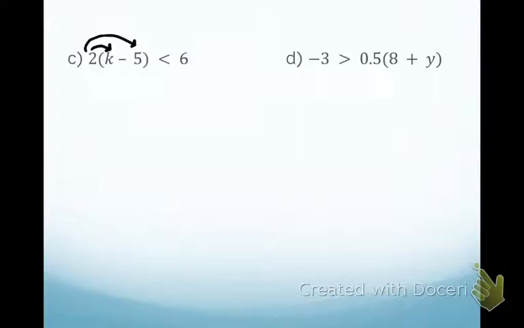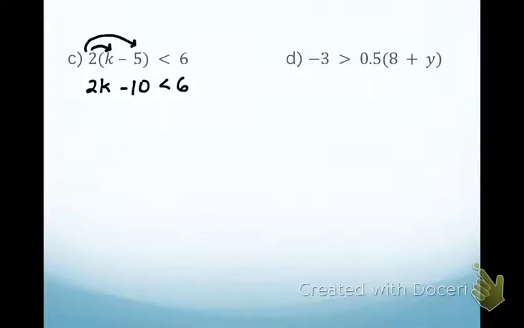Let's look at this first one right here. What is 2 times k? 2k, all right? A number next to a letter means to multiply. Now we got to go to the 2 times negative 5. What would that equal? Negative 10. And now we're going to just carry on. It looks a little bit more like a normal problem that we've had before, okay?